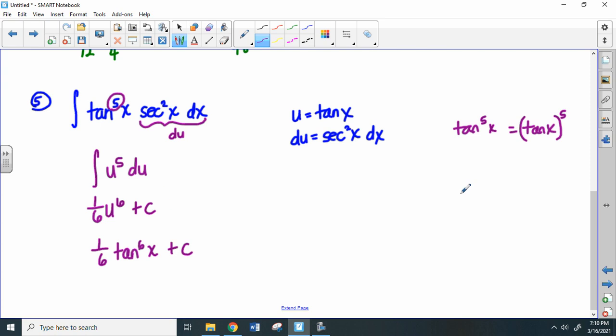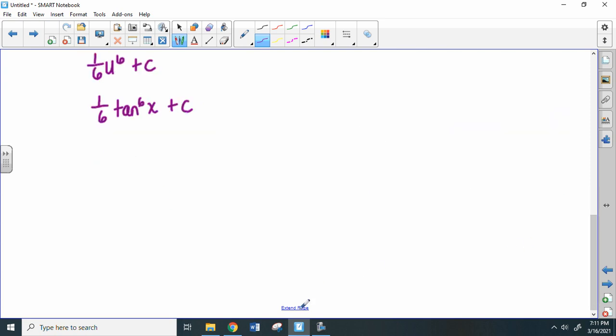All right, let me give you another one. It's going to look very similar. I want to integrate secant to the 8th of x times tangent of x dx. Again, we've got two trig functions.